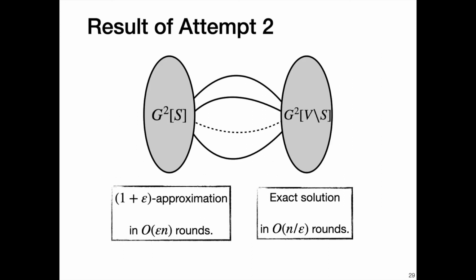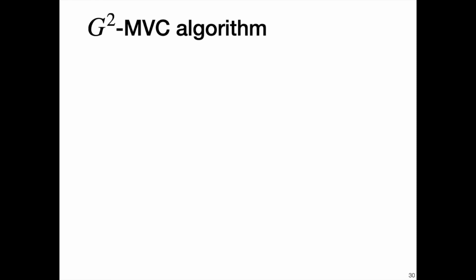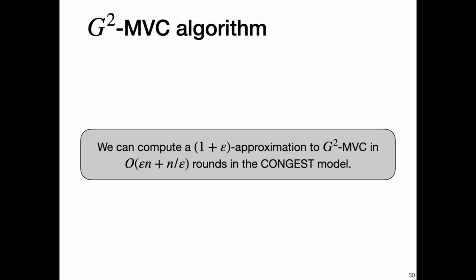Therefore, we have a 1 plus epsilon approximation on one part of the graph and an exact solution on another part of the graph, which together covers all the edges of G squared. Therefore, we can compute a 1 plus epsilon approximation to G squared MVC in epsilon n plus n over epsilon rounds.